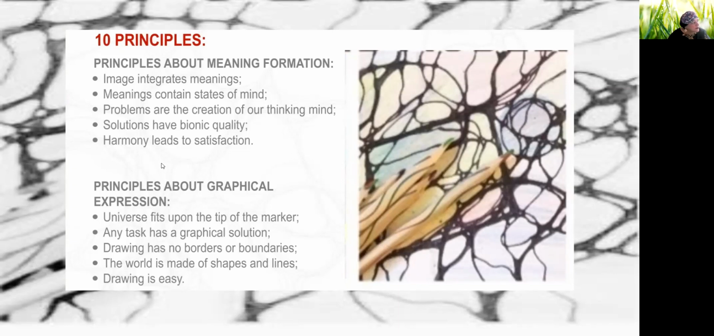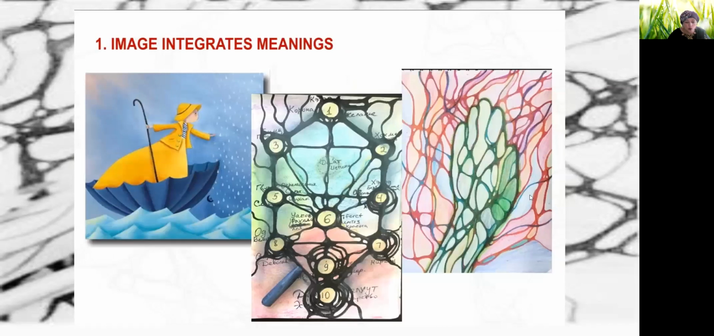So here are the 10 principles, and we'll start looking at them one by one. The first principle is that image integrates meanings. What does it mean, integrate meanings? If we select one single image, this image will give us an option to have different meanings associated with it.